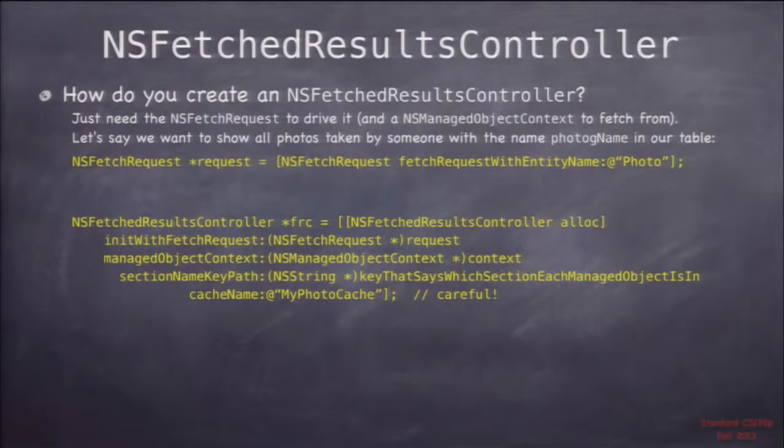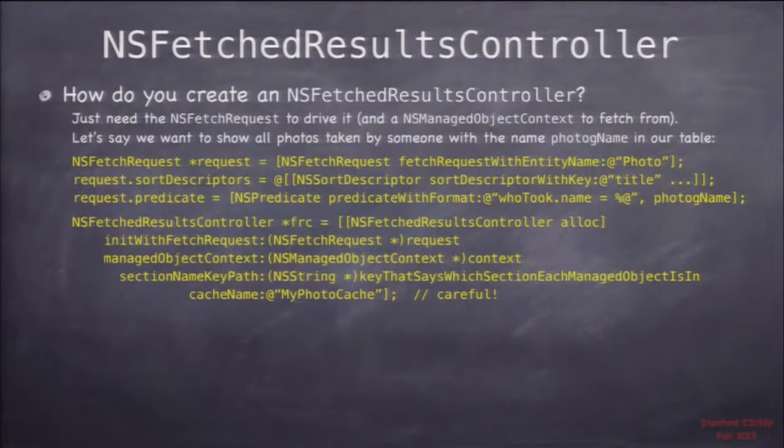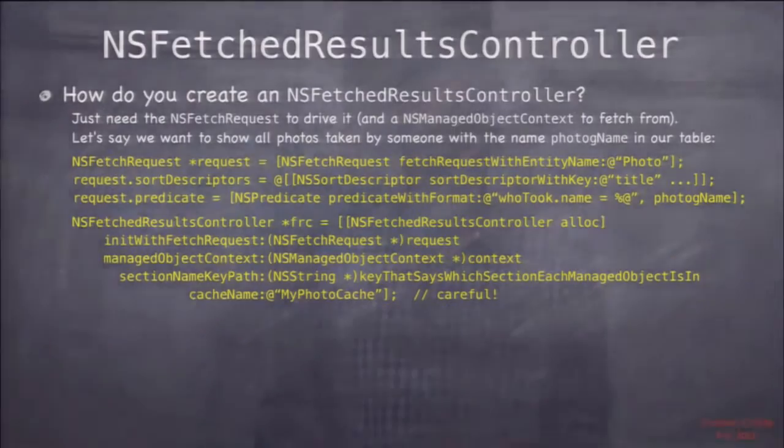But let's take a look at what kind of fetch request we might create to put into a fetched results controller. So here I'm creating a Photo request, so I'm going to be fetching photos. I need a sort descriptor that says what order these photos are going to be in the table view, so I'll sort them by their title, let's say. And then a predicate. I'm going to get all the photos that were taken by a photographer with a given name, photogName. Okay, so I just specify the predicate. So I just basically create a normal NSFetchRequest, and then I just do this fetched results controller, alloc, fetch request, context, section key name, and cache. It's as simple as that.